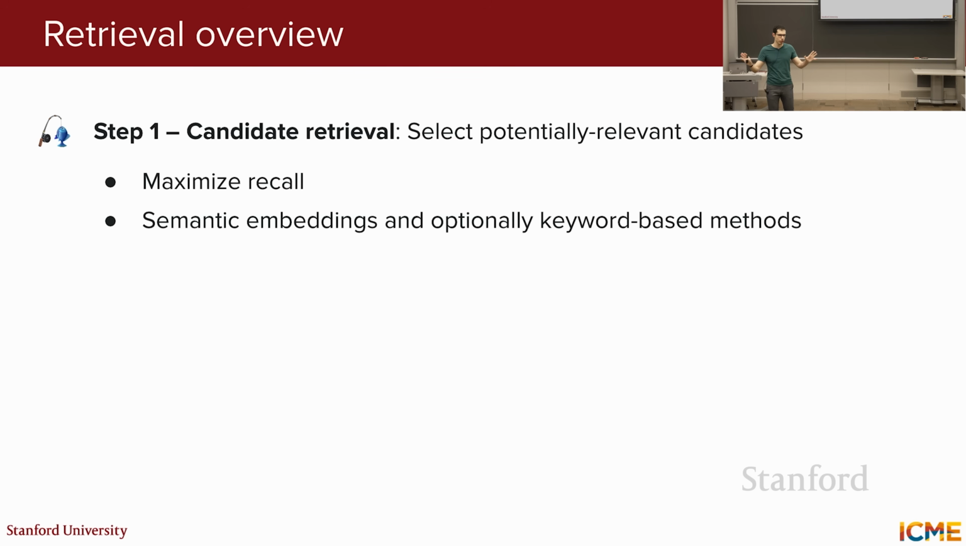So we have two stages. The first stage is typically called candidate retrieval. The goal here is to go from a set of many chunks and filter it down to a much smaller set of potentially relevant candidates. During that stage, what we're trying to do is to somehow maximize recall, just do a rough operation so that we get as many potentially relevant candidates as possible.